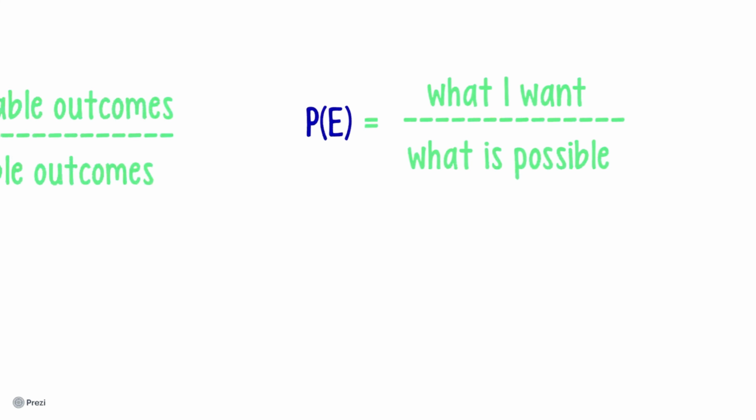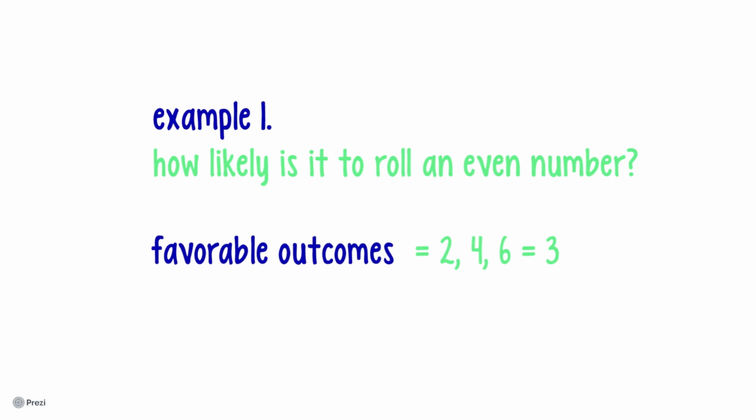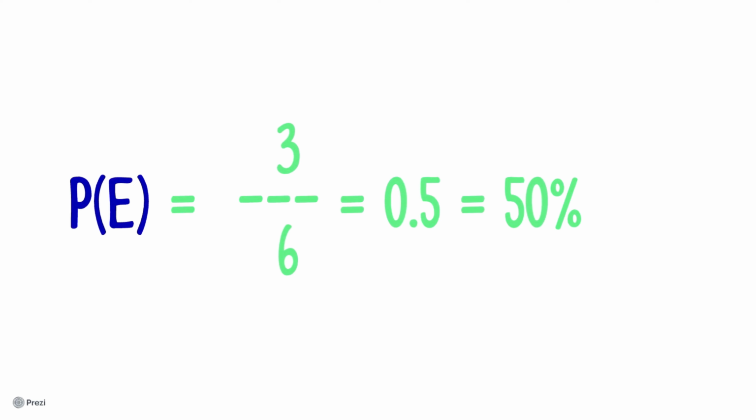Example 1. Rolling a die, probability of getting an even number. We ask, how likely is it to roll an even number? Favorable outcomes, what I want, 2, 4, 6, 3 possibilities. Possible outcomes, 6, numbers 1 through 6. So we calculate P(E) equals 3 over 6 equals 0.5. So the probability of rolling an even number is 50%.